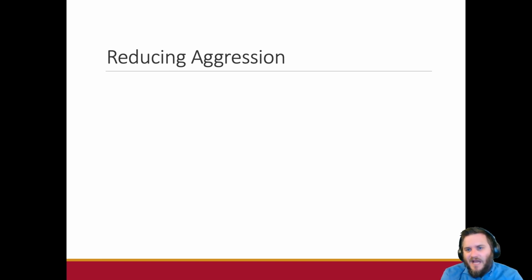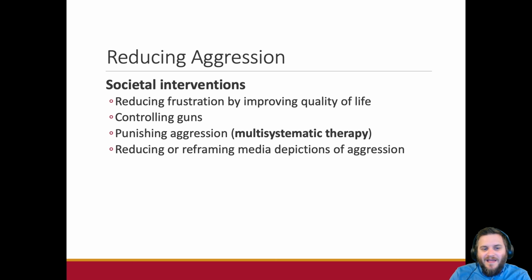Last thing, how do we reduce aggression? Well, again, this is kind of like reducing prejudice a little bit. It's very difficult, but societal interventions have to be part of it. Improving quality of life will reduce frustration. Controlling guns, the weapons effect. This is where the Avett Brothers miss the point. This is where Bandura's work is really important, but also sort of misses the point. Punishing aggression.